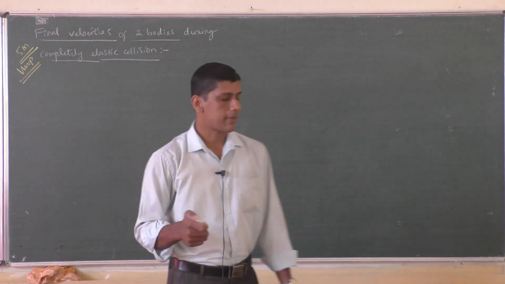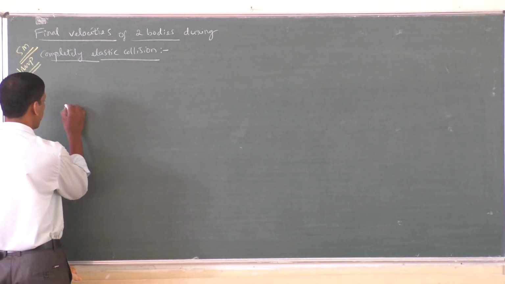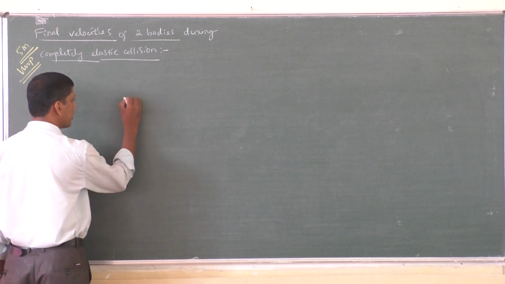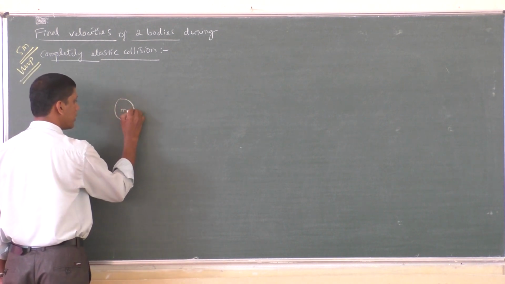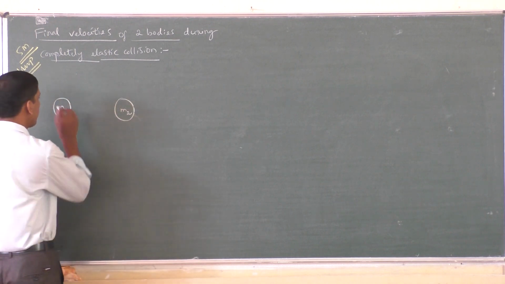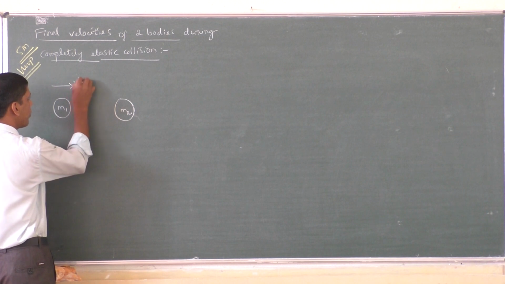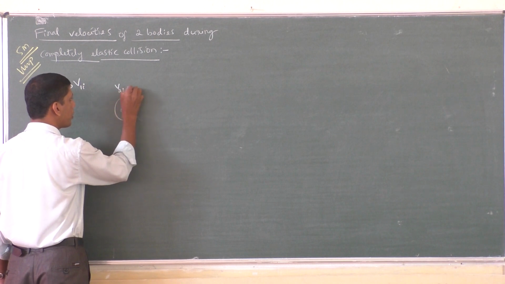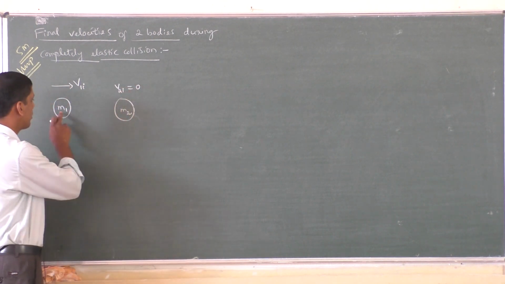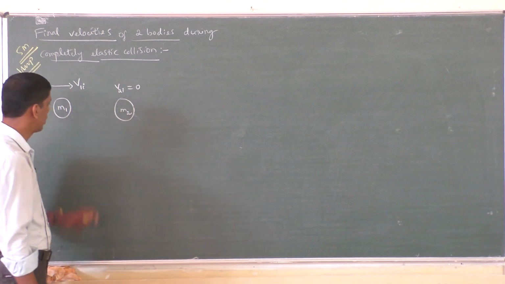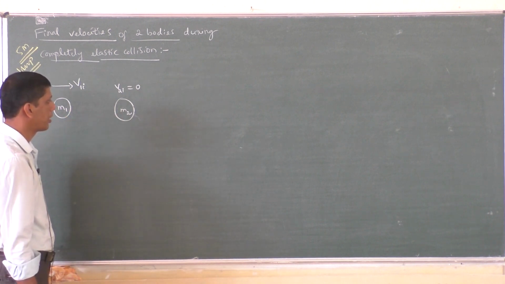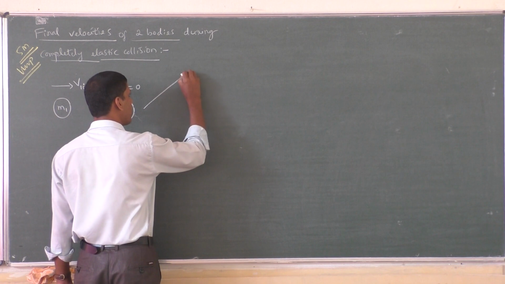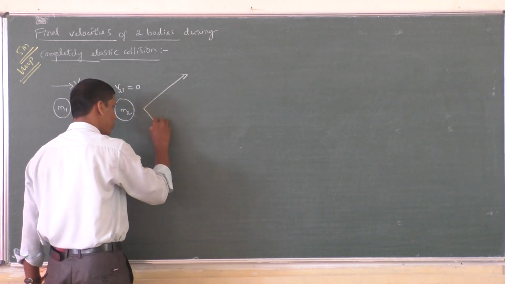Now for that let us consider two bodies. Say here there is one body of mass m1, and the second body here of mass m2. Assuming that this body is moving with the velocity v1i and this body is at rest, therefore v2i should be equal to 0, and this body collides with this one. The first body collides with the second body, and after collision, one body moves along in this direction, another body moves along in this direction.